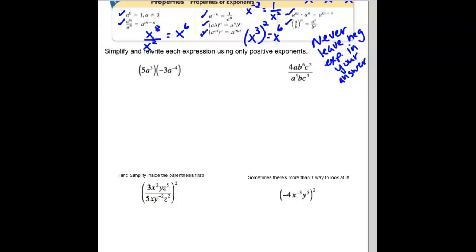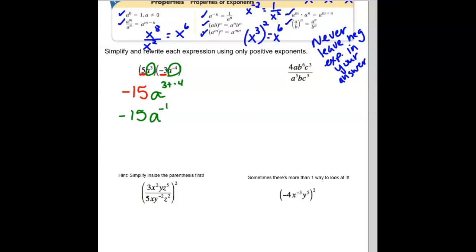All right, so as I was saying, when we have coefficients like the 5 and the -3, there are no shortcut rules. It says to multiply those, so we have to do that. So 5 times -3 would give us -15. The power part, we have a to the 3rd, and we're multiplying it by a to the -4th. Since they have the same base, we keep that base of a, and we simply add the exponents. 3 plus -4 would be -1. So we have -15 times a to the -1 power.